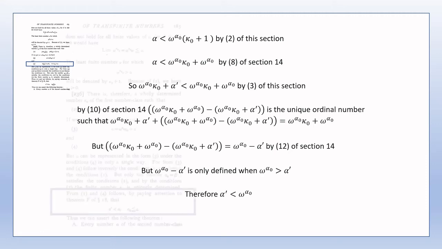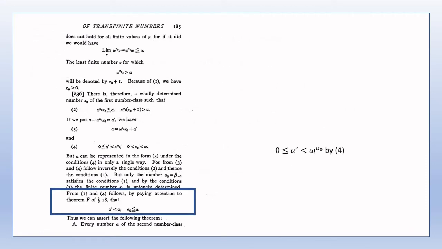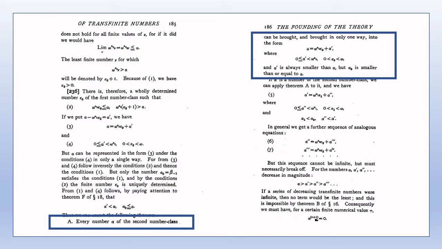By point 4, we have 0 is less than or equal to alpha primed is less than omega to the power of alpha naught. And by point 1, we have omega to the power of alpha naught is less than alpha. Therefore we have 0 is less than or equal to alpha primed is less than omega to the power of alpha naught is less than alpha, which gives alpha primed is less than alpha. The number alpha naught was chosen to be a number less than or equal to alpha. Theorem A has effectively been proved by the arguments presented on the previous couple of pages.